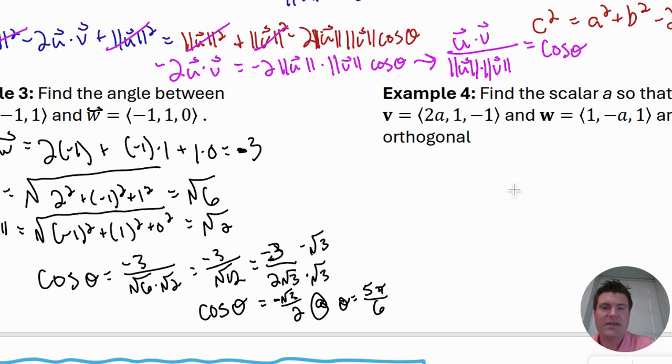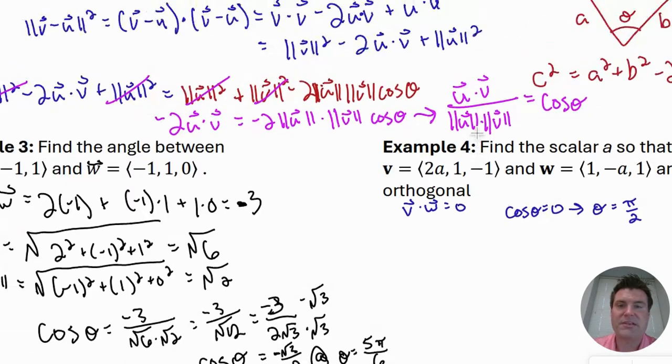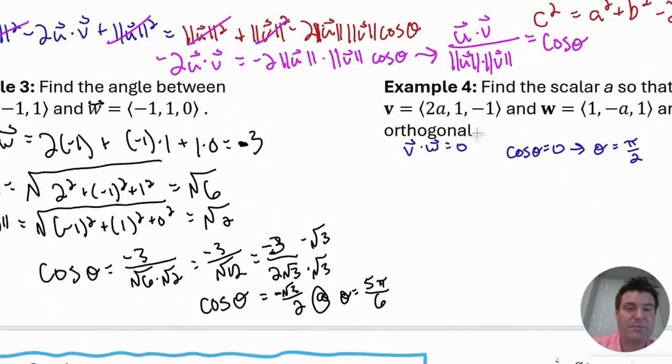And by the way, if the dot product is equal to 0, so if I have v dot w and that equals 0, that means that cosine of theta is equal to 0. When does that happen? It happens at pi over 2, or 90 degrees. So if they're orthogonal, then these vectors are perpendicular. I think I put that up here. I did not put that up there. So there you go. Orthogonal means perpendicular.